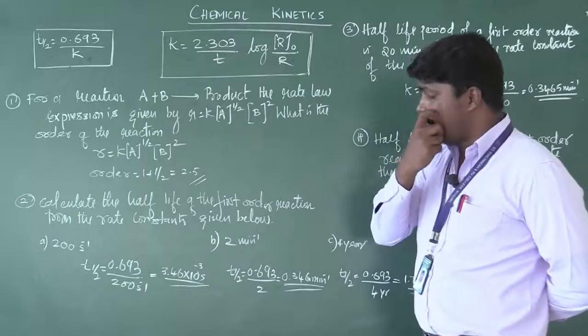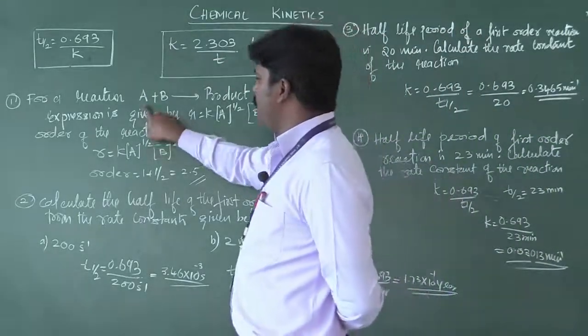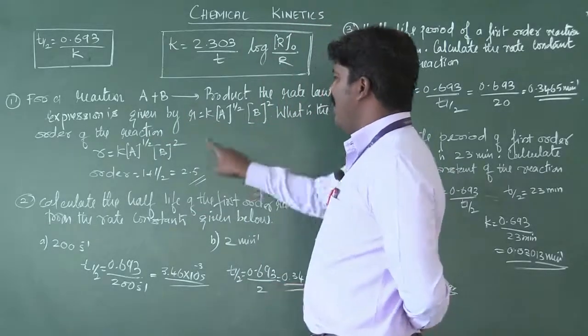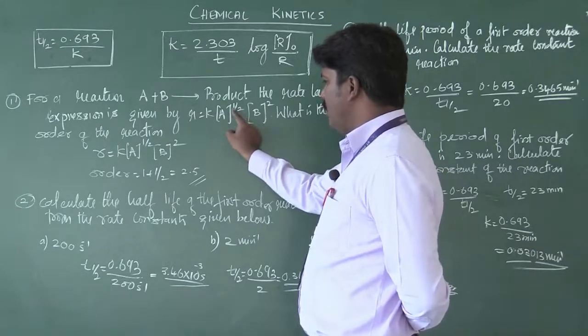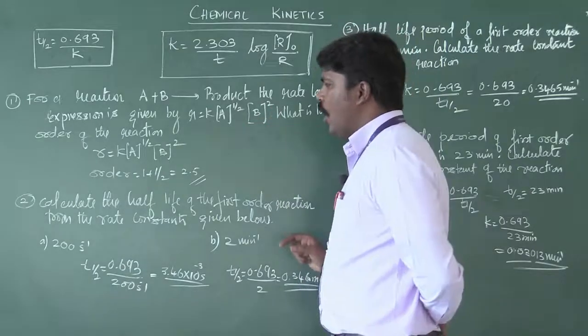So the first problem I'll take is on the order of the reaction. For a reaction A plus B giving a product, the rate law expression is given by rate is equal to K, molar concentration of A to the power half, molar concentration of B to the power 2. What is the order of the reaction?